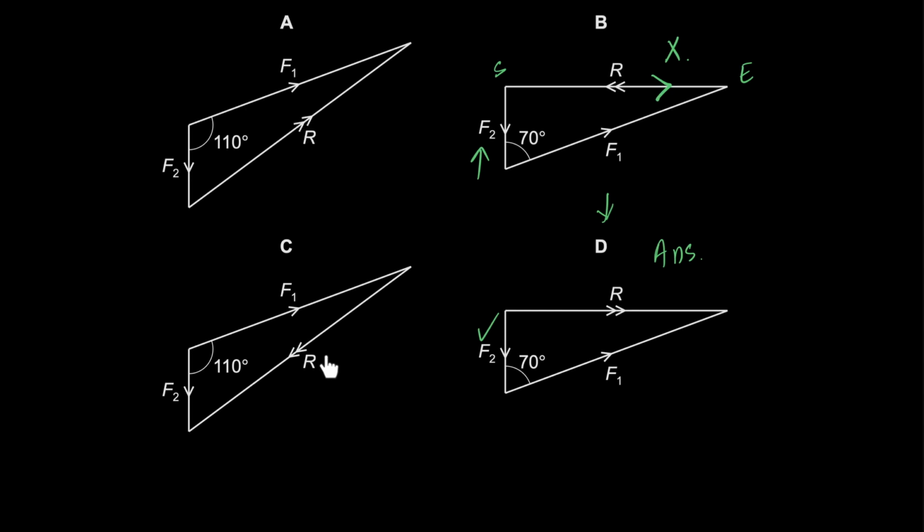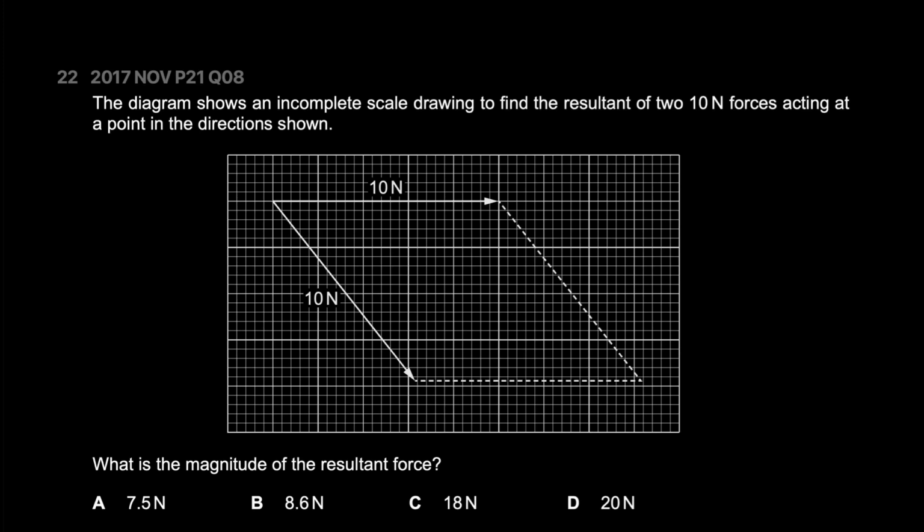And this is even more wrong because it's just weird that way, right? So C is automatically out because of the same reason as why A is out. D is our answer.